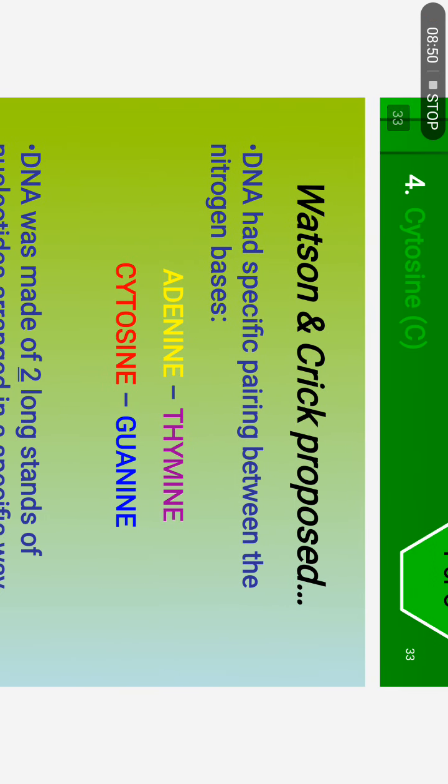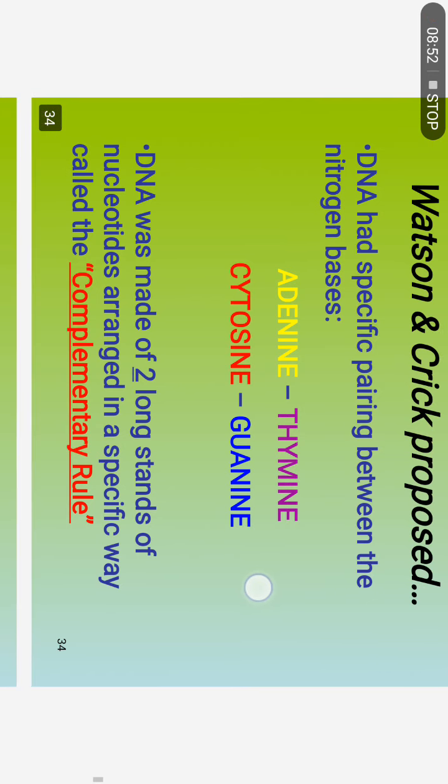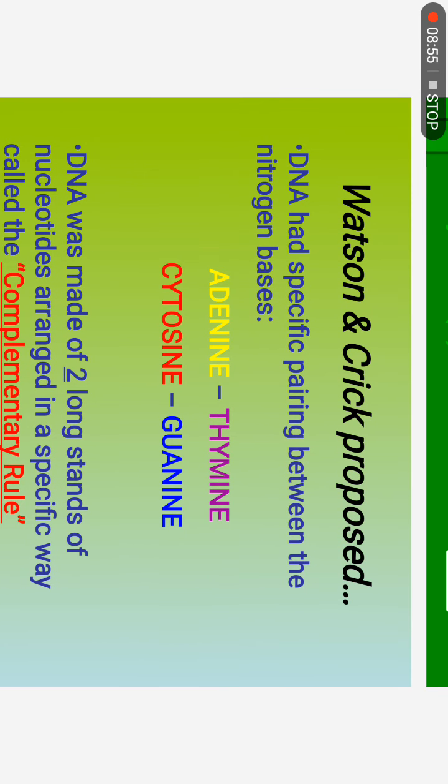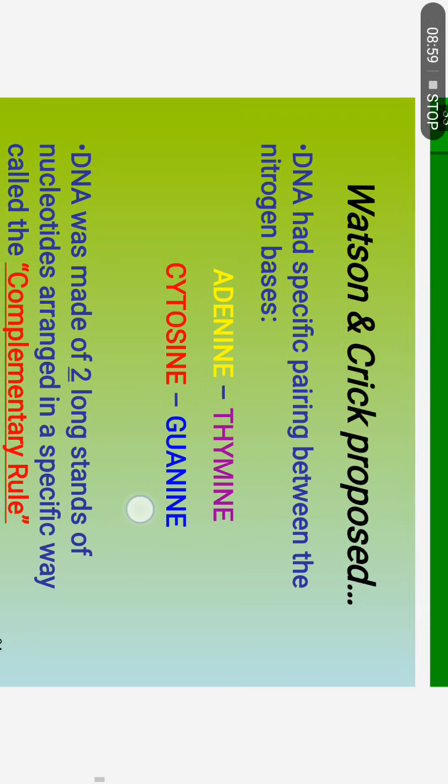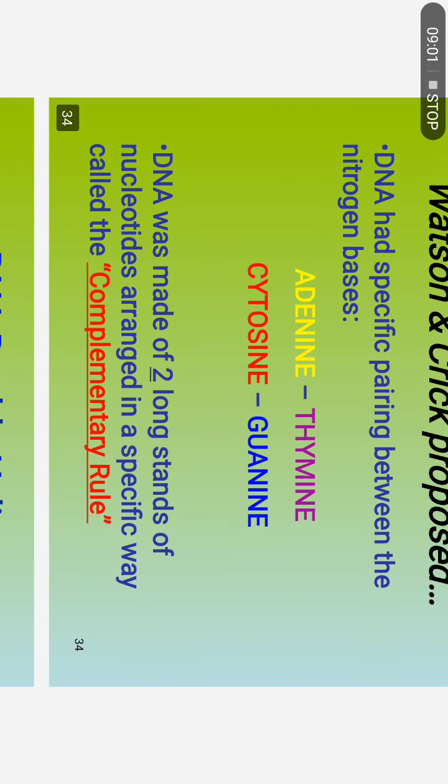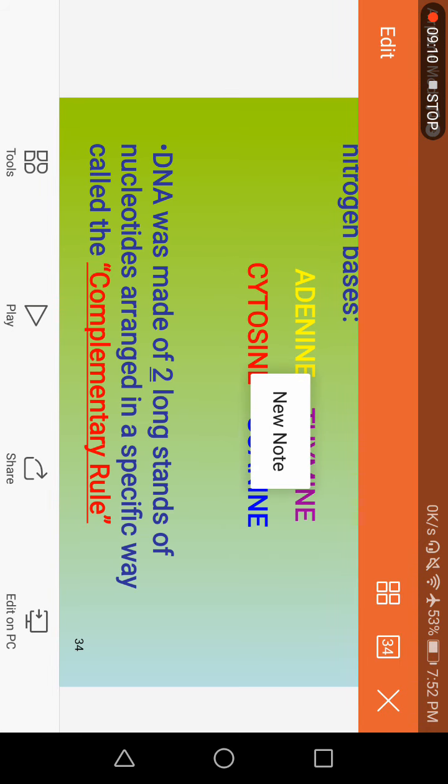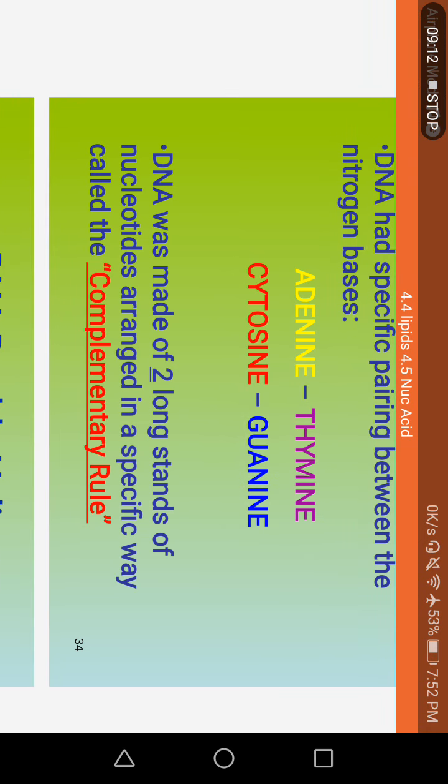So Watson and Crick proposed that adenine must bond with thymine, and cytosine must bond with guanine. If it's in RNA, it doesn't have thymine, so adenine will bond with uracil. C will bond with G, A will bond with T, or A bonds with U.